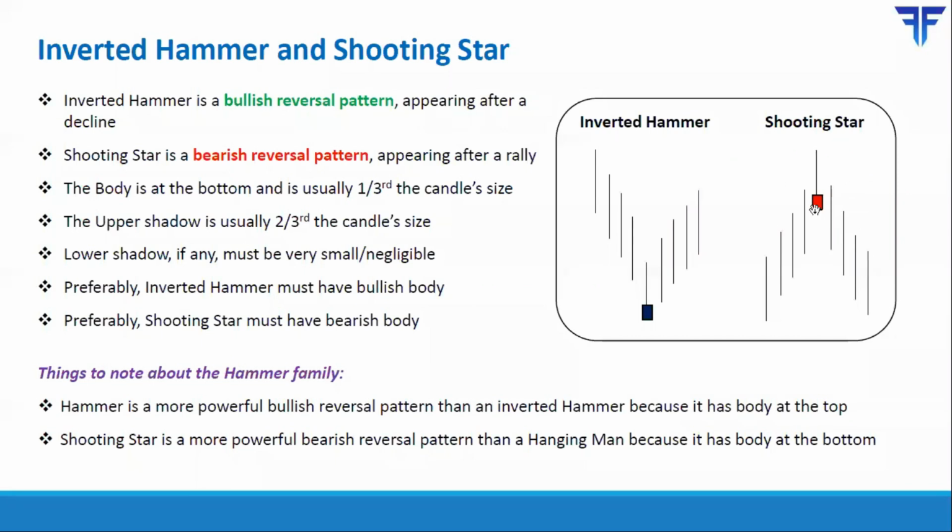So a way to trade this pattern is you'll have to wait for the low of the shooting star to break, and once that break occurs, you sell by keeping a stop loss above the high of the shooting star.